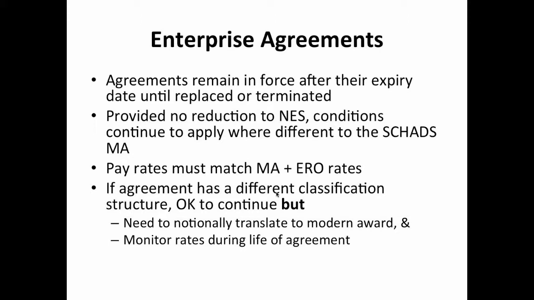And the pay rates must match the modern award plus the equal remuneration order rates, and we'll have a look at that shortly. If the agreement has a different classification structure, you still need to continue with your own classification structure, but you need to notionally translate across to the modern award to make sure that you know where someone would be classified under the modern award, so that you can monitor the rates of pay during the life of the agreement to make sure you're at least paying those award rates of pay.